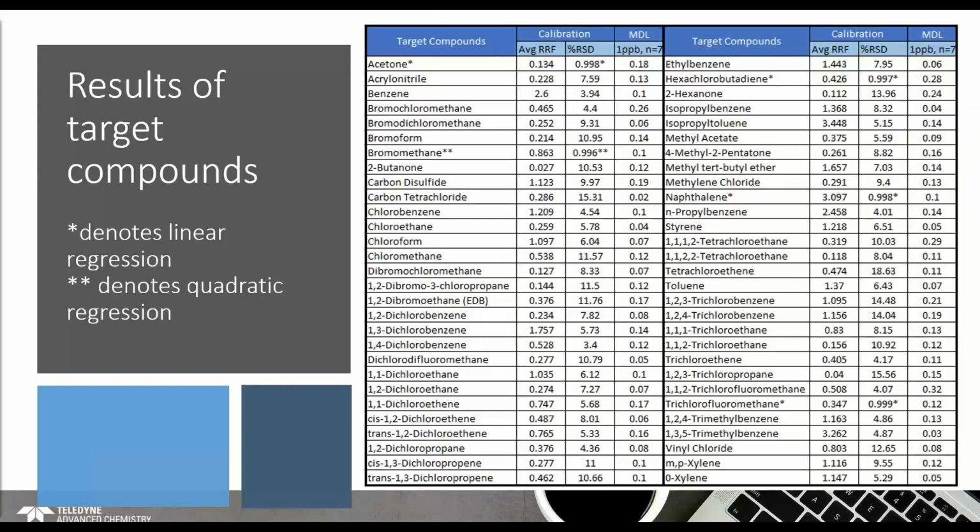For simplicity of the 8260 compound list, here's a short list of the target compounds. All calibrations pass with a 0.99 linearity with less than or equal to 20% RSD. The ppb standards were used to calculate the MDL values for each target compound. So we still saw some linear regressions that we had to use for compounds like acetone and hexachlorobutadiene, while we had to use a quadratic regression model for compounds like bromomethane.